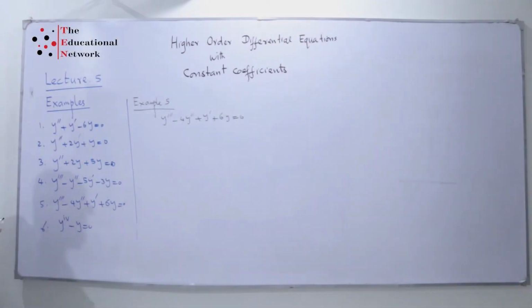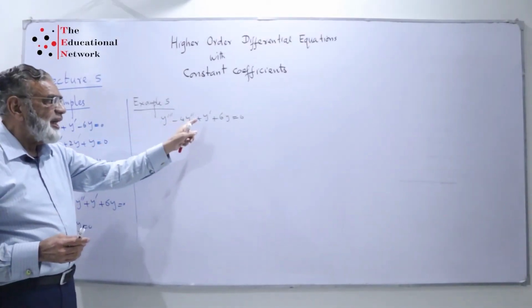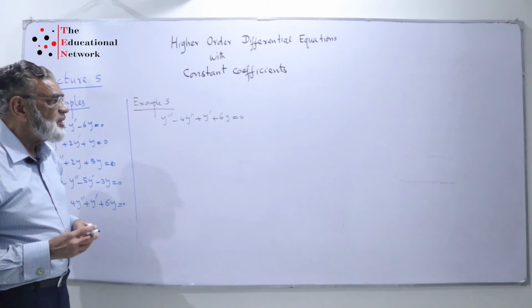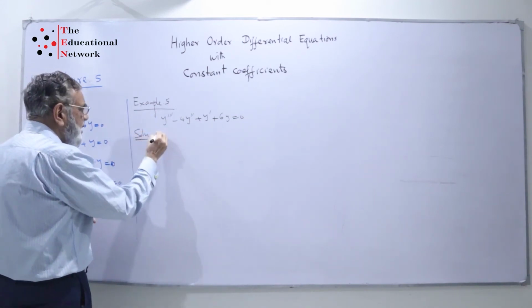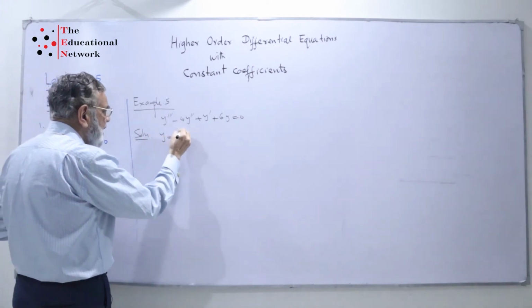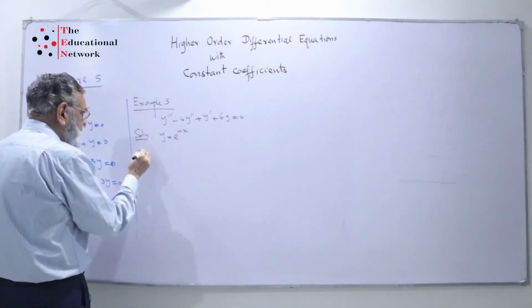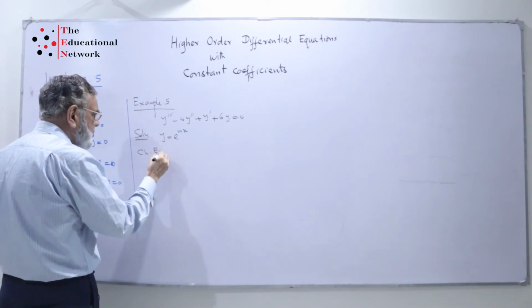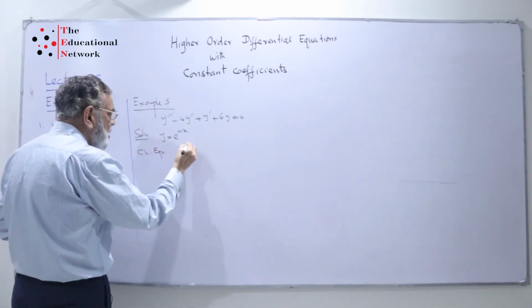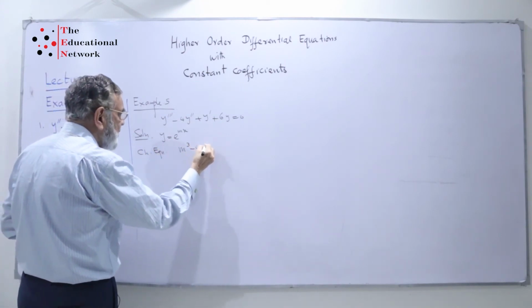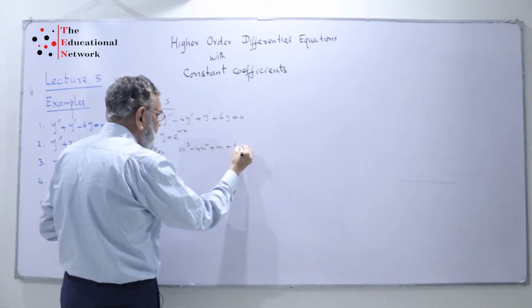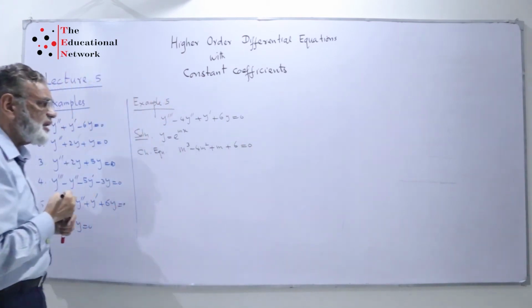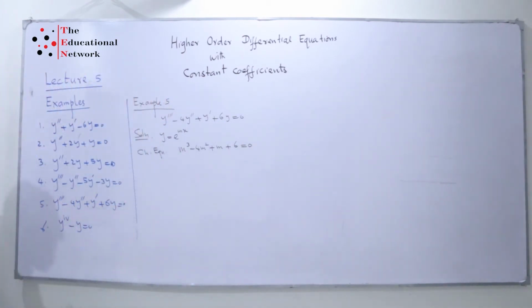We take the fifth example: y''' - 4y'' + y' + 6y = 0. We want to solve this one. So again we take y = e^(mx) as a substitution, and we get the characteristic equation from this substitution. That's m^3 - 4m^2 + m + 6 = 0. So we have this equation, and we want to solve this one.